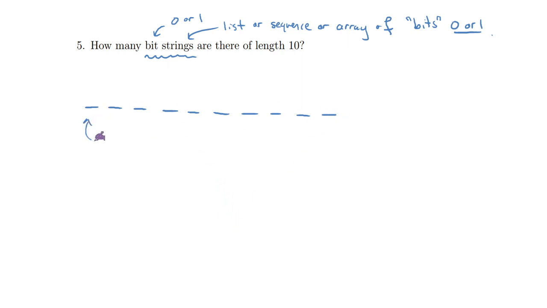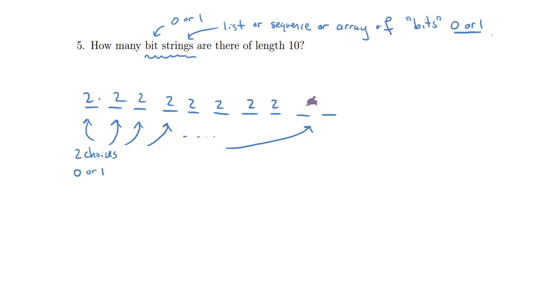So how many do I have for the first one? I have 2 choices, right? I have 0 or 1. So that's 2. And then same thing, I still have 2 choices for the second, the third, the fourth, and so on, right? All the way up to this last one. There are no restrictions the way that I'm writing this. Okay, so what would that be then? Well, it's just 2 times 2 times 2 times 2, a total of 10 times.